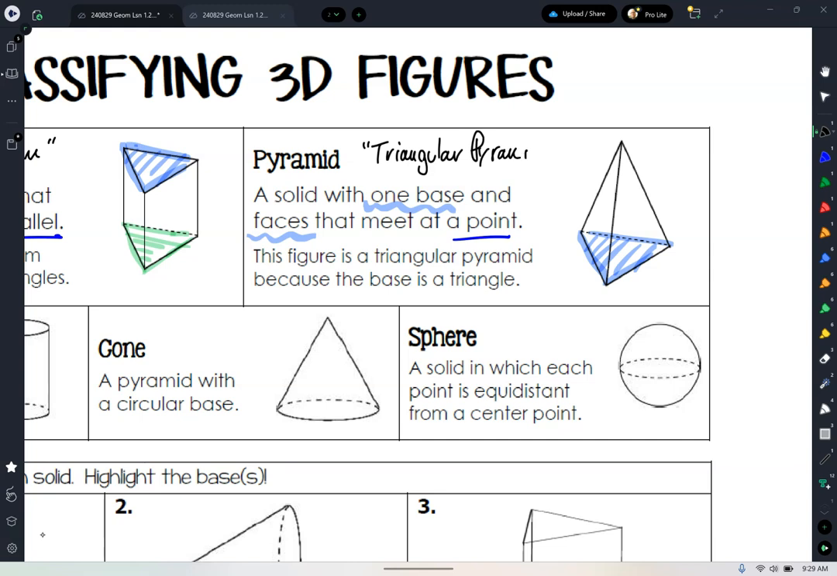So again, first name is the shape of the base, and then last name is the classification. Okay, so 2-based, 3-dimensional solids are prisms. 1-based, 3-dimensional solids that have faces that meet at a point are pyramids. We can have multiple different types of bases, right? So that determines what kind of pyramids and prisms we have. Everybody good so far? Okay, good.